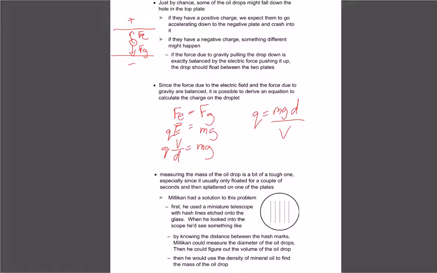He did, but the hard part was, how did he figure out the mass of the droplet? With gravity we know 9.81, the distance between the plates he could measure, and the voltage he could change. The only problem was he didn't know how to measure the mass of the droplets, so he spent a lot of time figuring it out. When the droplets floated, he looked through a little telescope with etched lines. If an oil droplet was the size of the lines, he could calculate the radius and diameter, then figure out the volume, and using the density of the mineral oil, calculate the mass. It was a pretty complicated way to measure mass, but he got it to work.